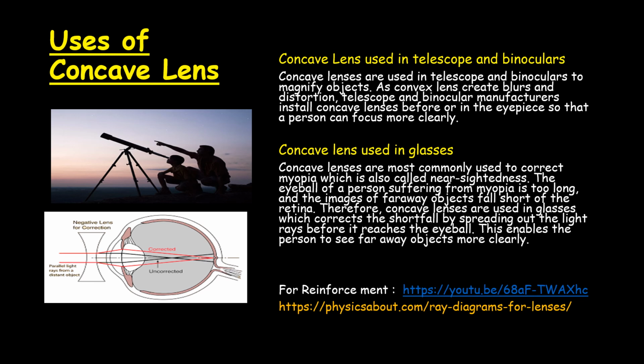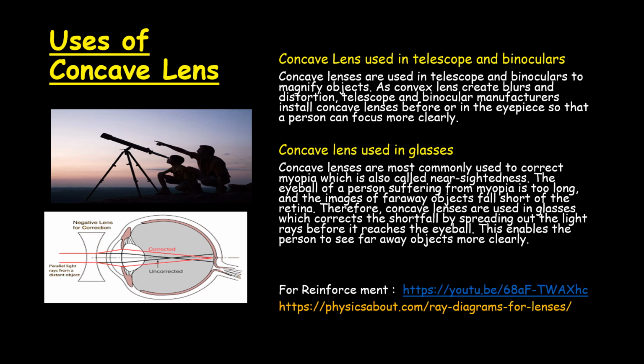Uses of concave lens. Concave lens is used in telescope and binoculars. Concave lenses are used in telescope and binoculars to magnify objects. As convex lenses create blurs and distortion, telescope and binoculars manufacturers install concave lenses before or in the eyepiece so that a person can focus more clearly.